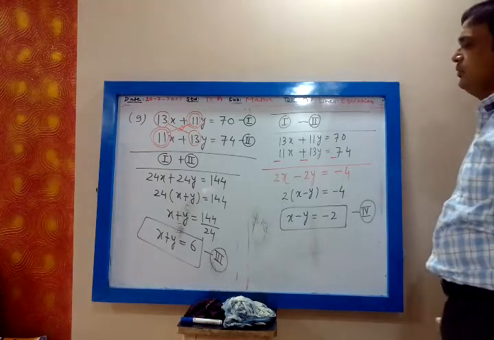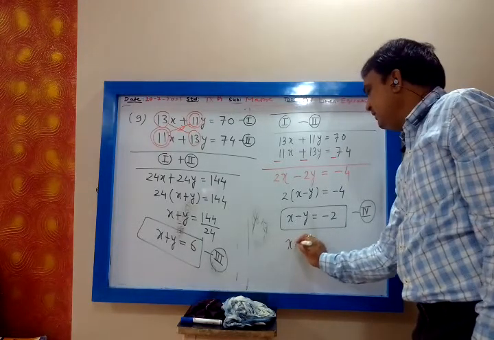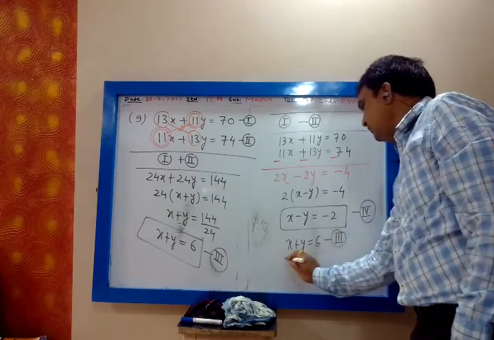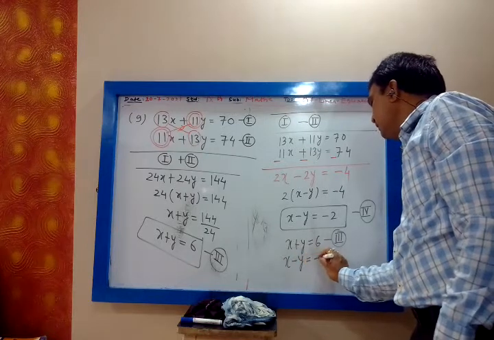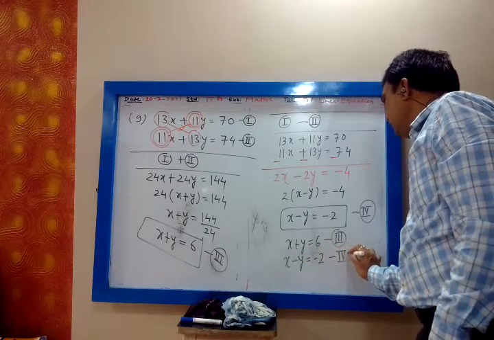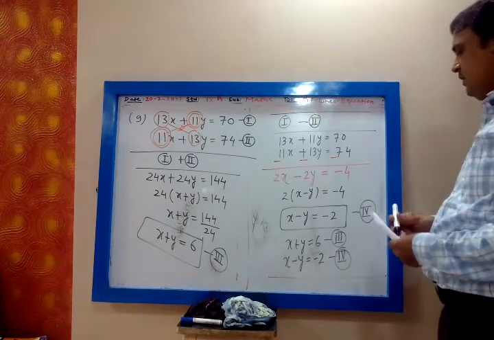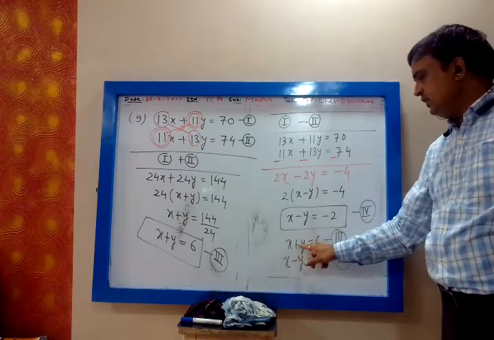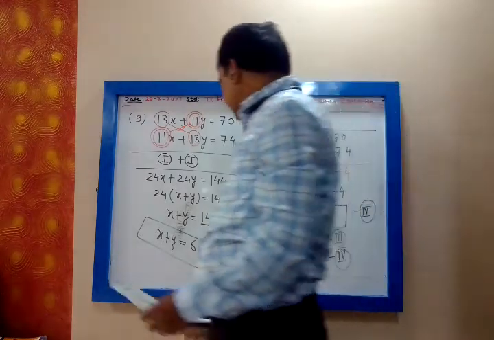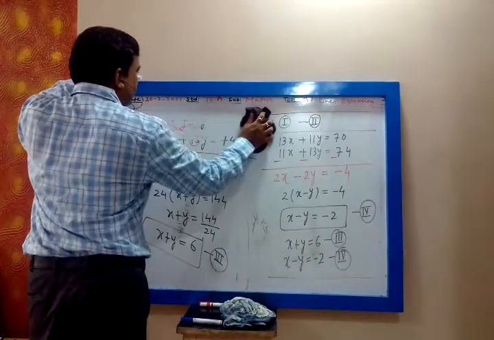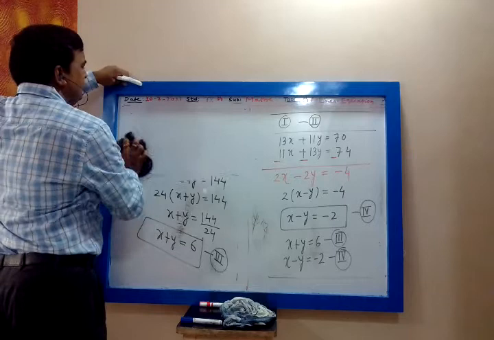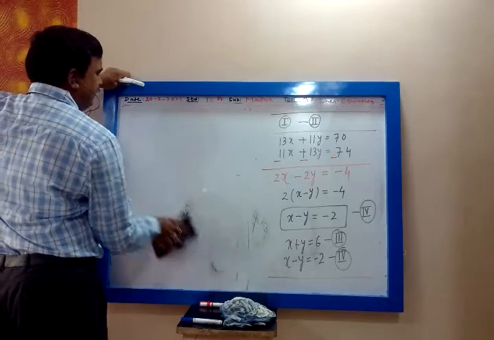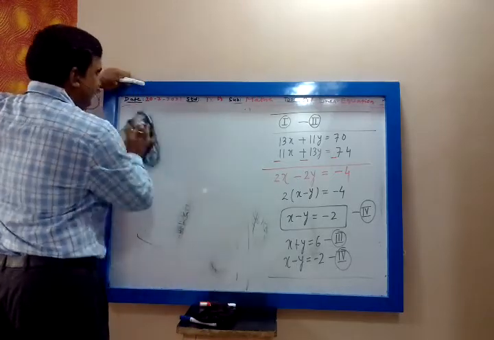Now you have to solve 3 and 4. So x plus y is equal to 6 is my equation number 3. x minus y is equal to minus 2 is my equation number 4. Now use elimination. The coefficients of y are equal, 1 and 1. So you can write 3 plus 4.